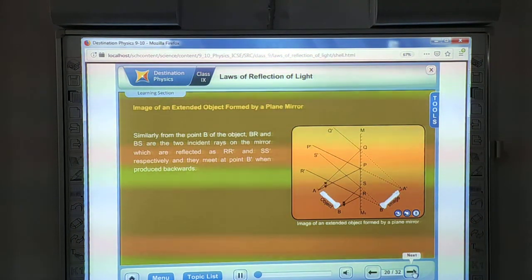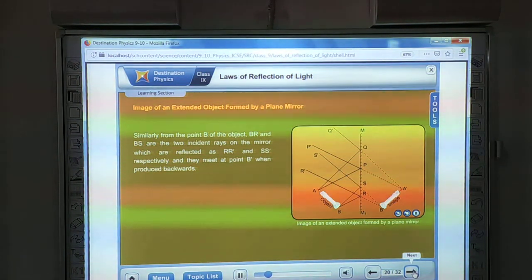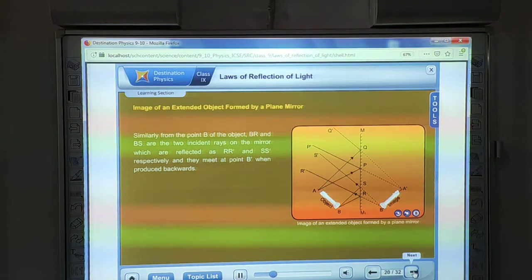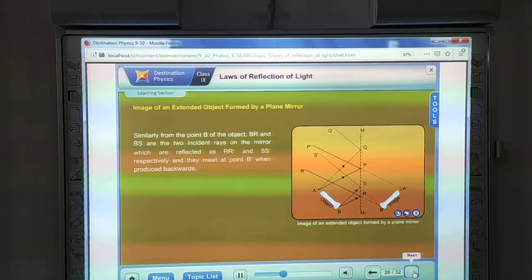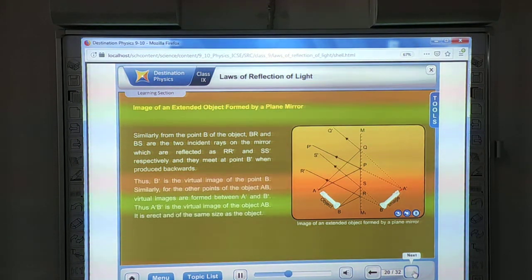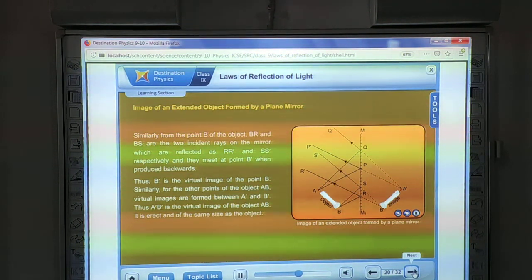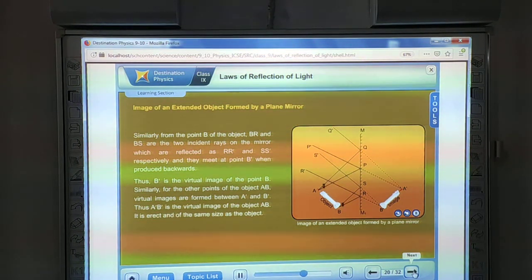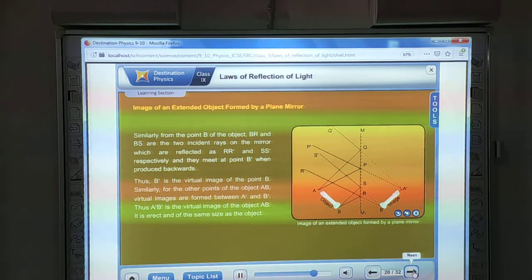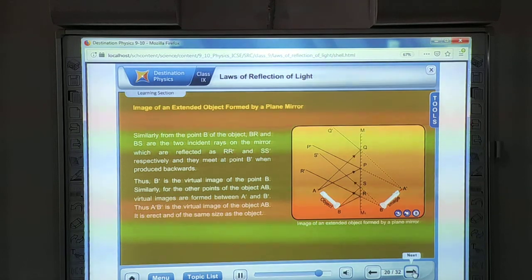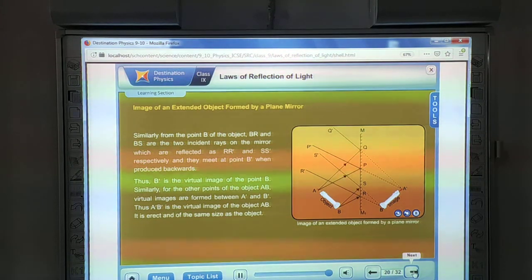Similarly, from the point B of the object, BR and BS are the two incident rays on the mirror which are reflected as RR' and SS' respectively, and they meet at point B' when produced backwards. Thus, B' is the virtual image of the point B. Similarly, for the other points of the object AB, virtual images are formed between A' and B'. Thus, A'B' is the virtual image of the object AB. It is erect and of the same size as the object.